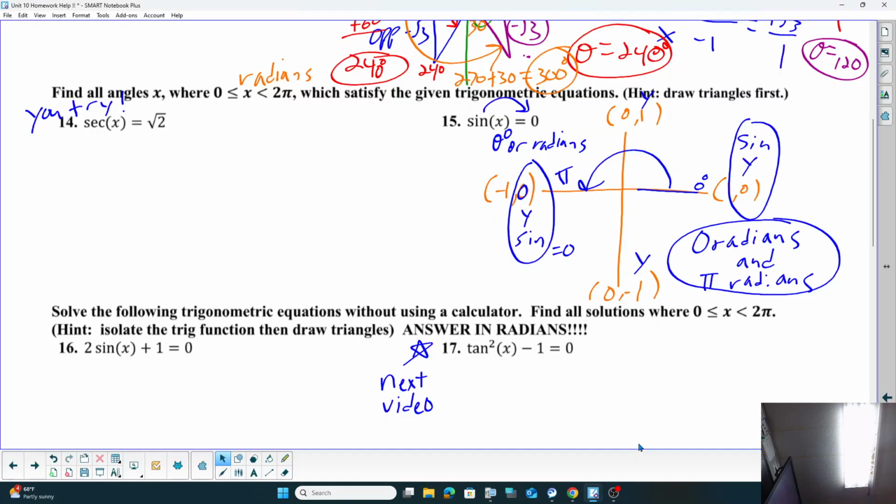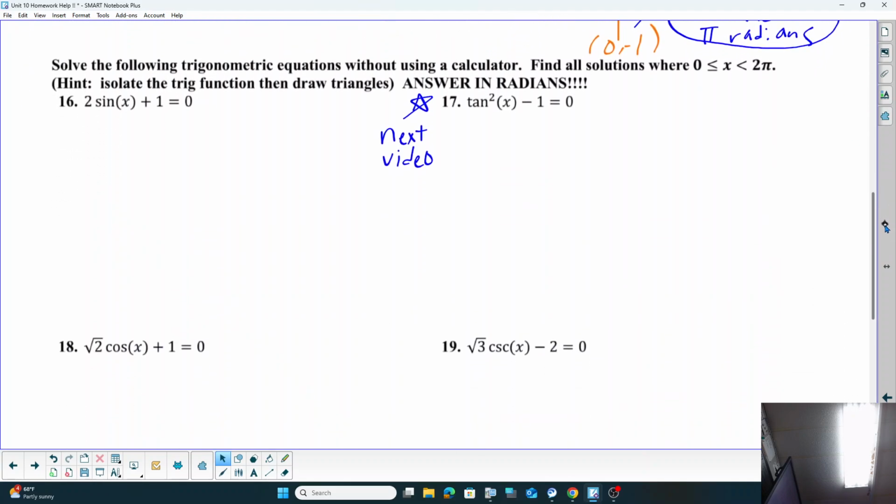Okay, here we go. So where we left off last time was, oh yeah. We were trying to find all angles in radians given that sine equals some ratio. Find the angle. We're reversing trig functions, right? Okay, so that's a good one.